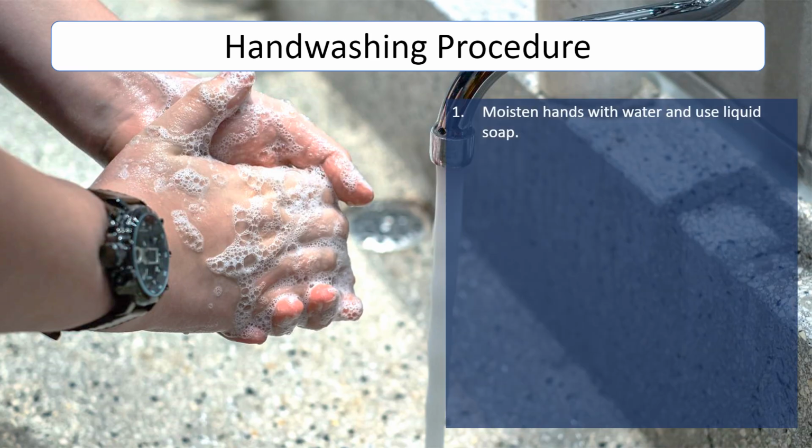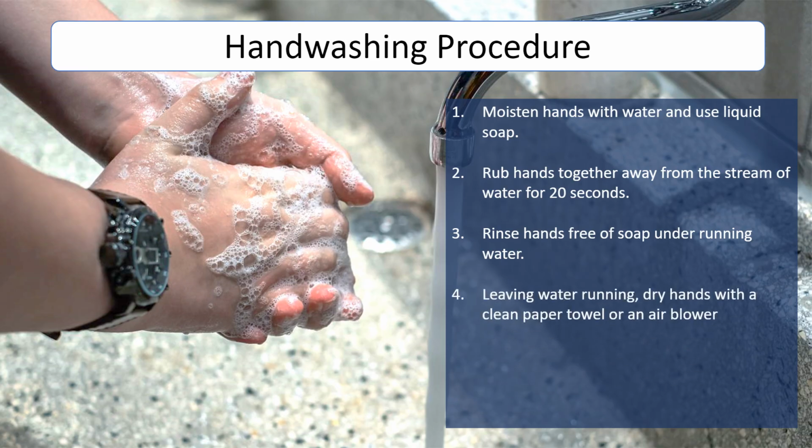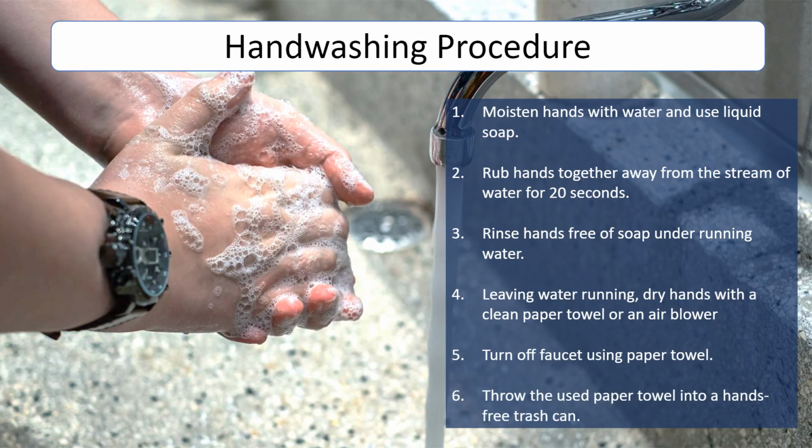1. Moisten hands with water and use liquid soap. 2. Rub hands together away from the stream of water for 20 seconds. 3. Rinse hands free of soap under running water. 4. Leaving water running, dry hands with a clean paper towel or an air blower. 5. Turn off the faucet using a paper towel. 6. Throw the used paper towel into a hands-free trash can.